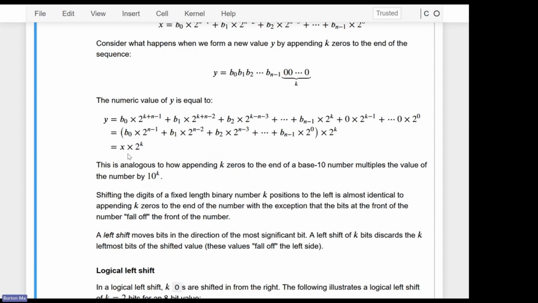So if you shift left one bit, that's like multiplying the number by 2. If you shift left by 2 bits, that's like multiplying the number by 4. If you shift left by 3 bits, that's like multiplying the number by 8. And this works exactly the same as what happens if you have a decimal number. If I shift the digits one position to the left and stick in zeros at the end.